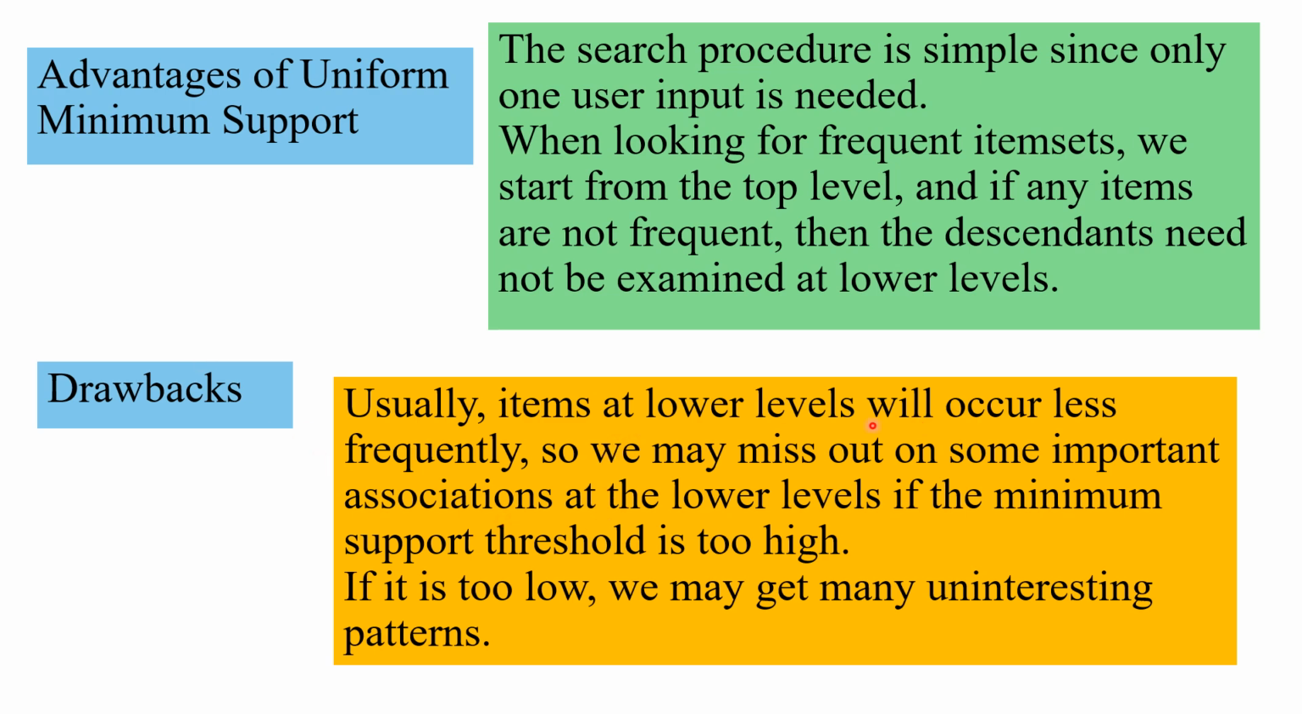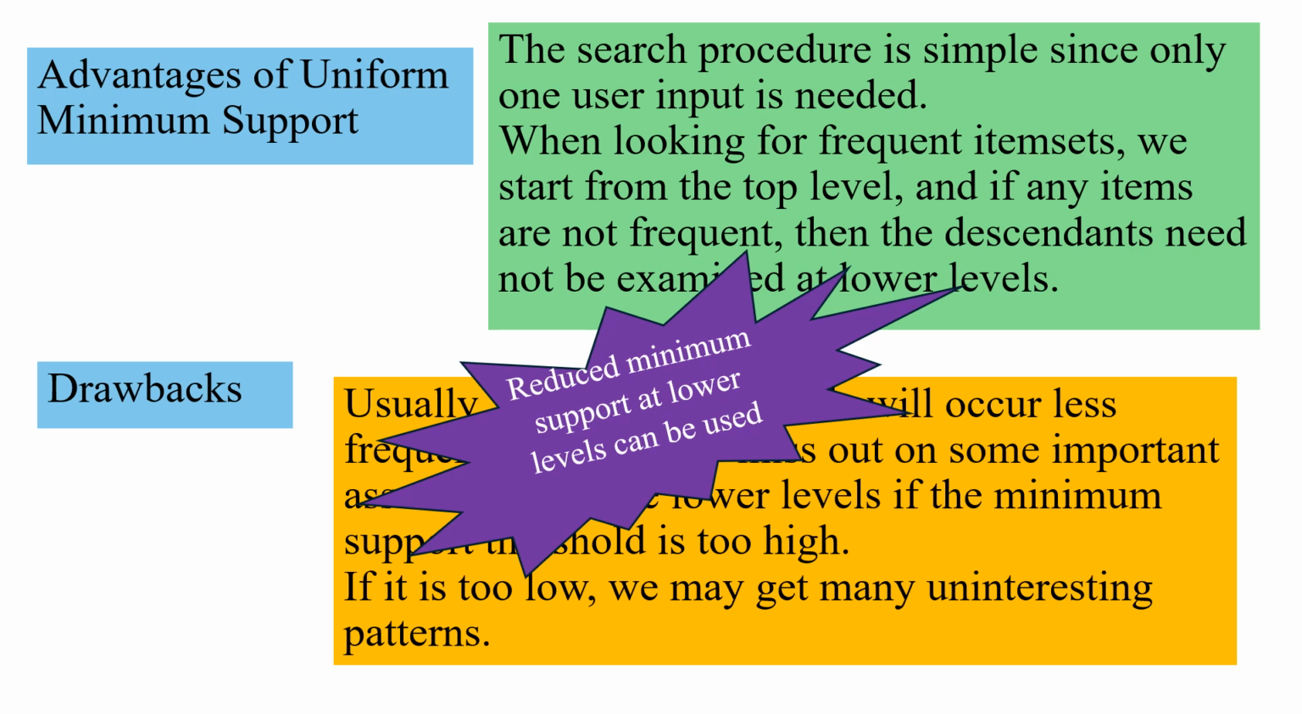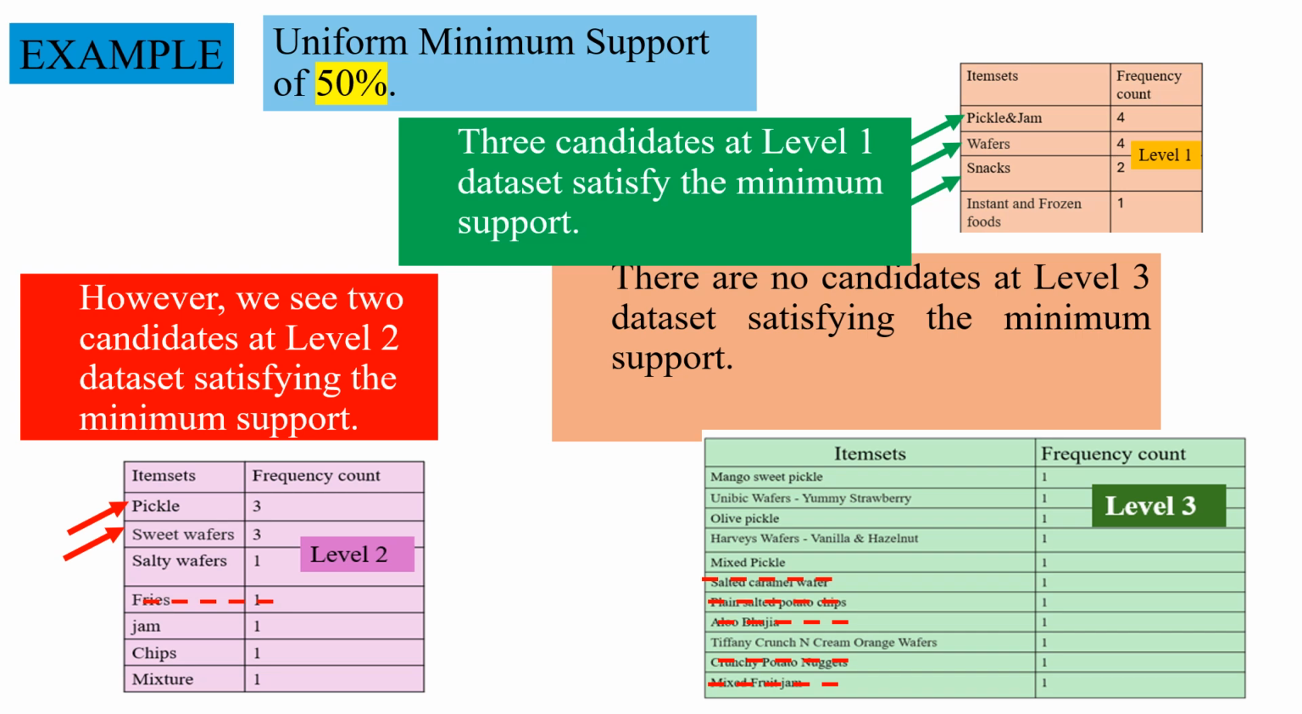Usually, items at lower levels will occur less frequently. So we may miss out on important associations if the threshold level is high. On the other hand, if you make it low, we may get uninteresting patterns. So the option is you reduce the minimum support at lower levels. We go through examples using uniform support and flexible support and see how we come out with the frequent pattern finding.